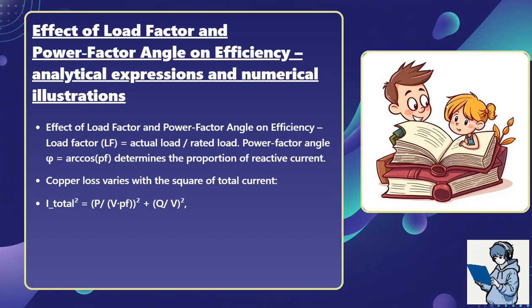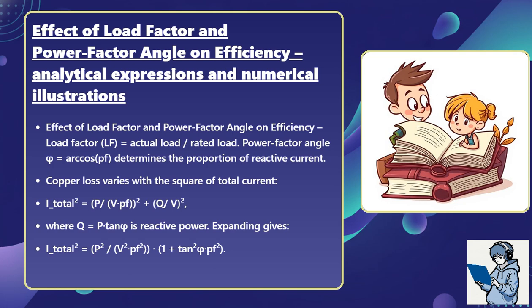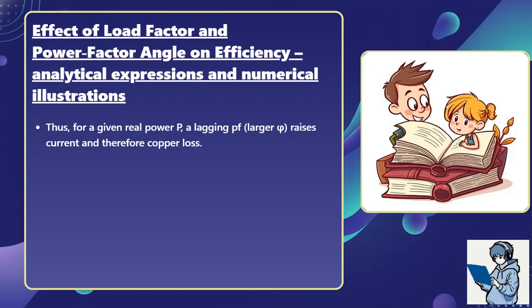I total squared equals the quantity P divided by V times PF, all squared, plus the quantity Q divided by V, all squared. Where Q equals P times tangent of phi, which is reactive power. Expanding gives I total squared equals P squared divided by V squared times PF squared, times the quantity 1 plus tangent squared phi times PF squared. Thus, for a given real power P, a lagging power factor, which means a larger phi, raises current and therefore copper loss. Analytical expression for efficiency as a function of load factor and power factor.